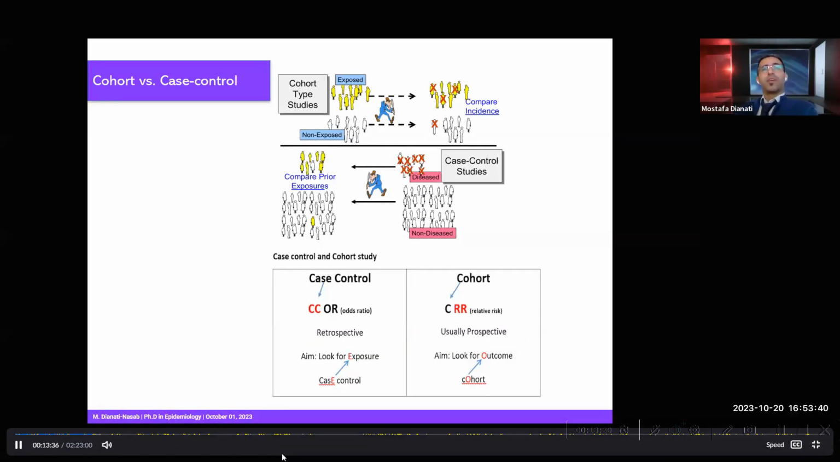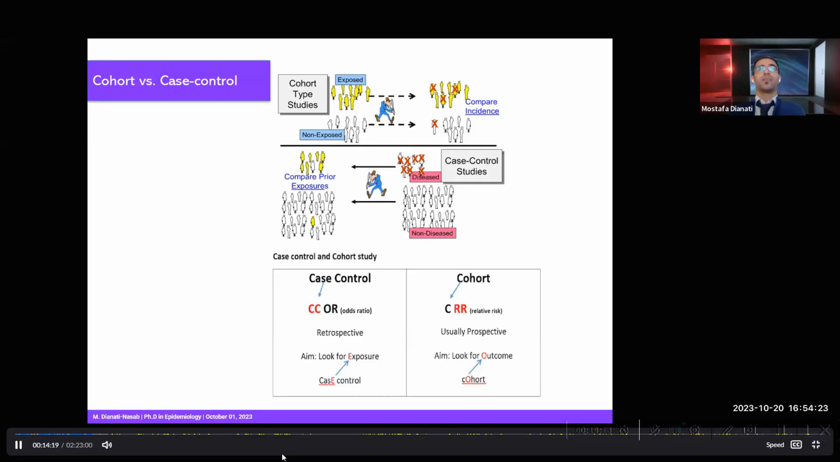I also mentioned this slide in my previous lecture. As you see here, this is about cohort studies, and here is about case control studies. You remember that for case control studies, we had a group of people who already have a disease, and then we have healthy participants. And then we go to look at their history to see if they had any prior exposure to, for example, smoking or OCP and so on. But here the story is completely on the other side.